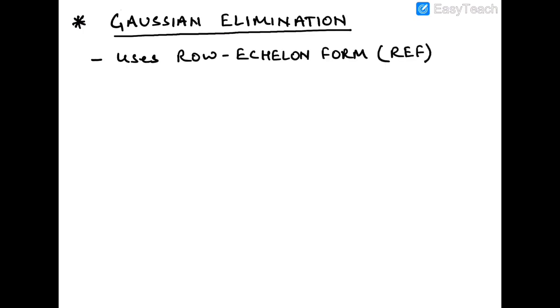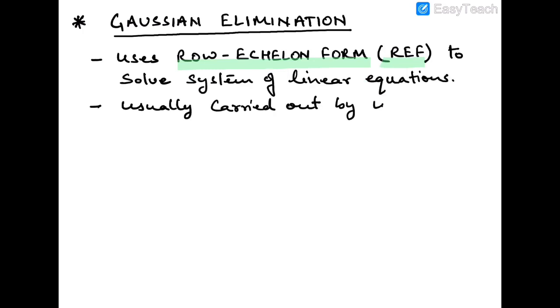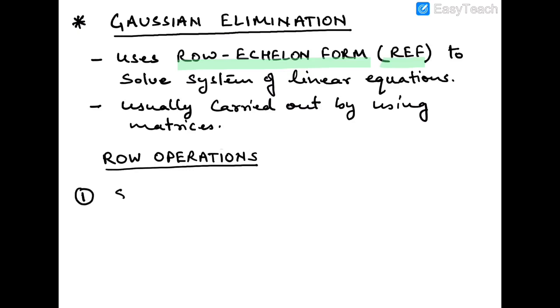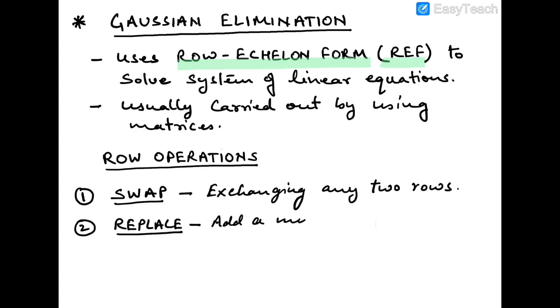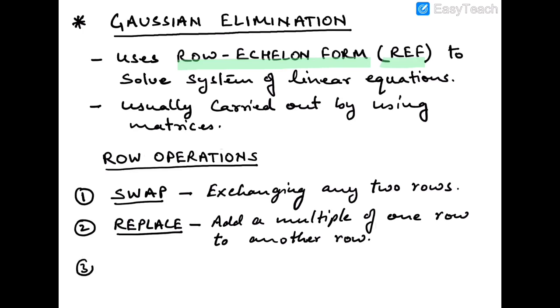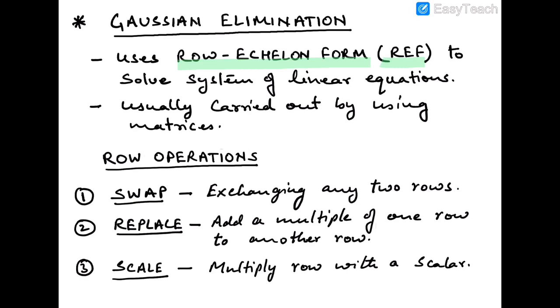Now the Gaussian elimination. So Gaussian elimination uses row echelon form, that is REF, to solve a system of linear equations, and it is usually carried out by using matrices. And the valid row operations for Gaussian elimination are swap, that is exchanging any two rows, then replace or replacement, where we add a multiple of one row to another row, and the third one is scale or scaling, that is multiplying a row with a scalar. So these are the three valid row operations for Gaussian elimination, and these are swap, replace and scale.